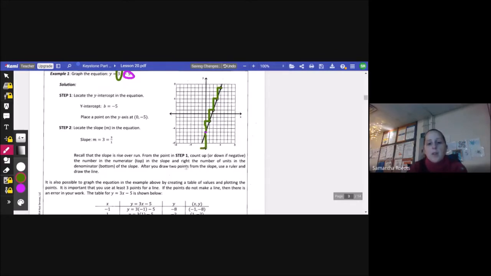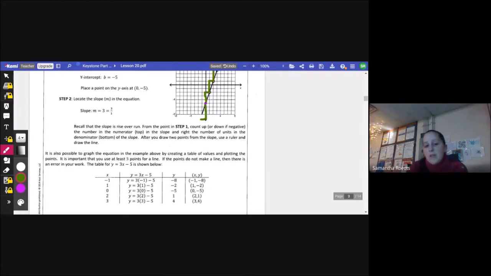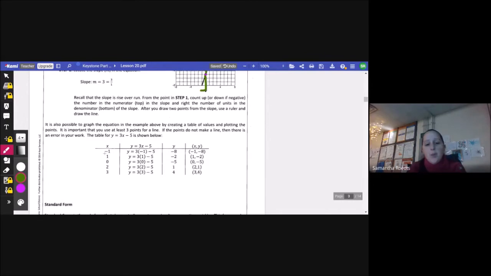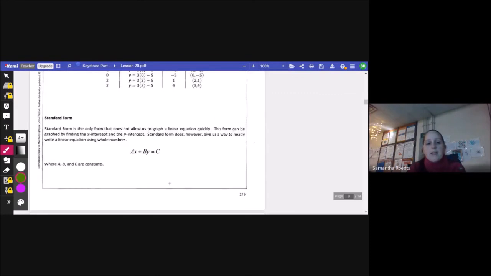It's also possible to graph the equation in the example above by creating a table of values and plotting the points. It is important that you use at least 3 points for a line. If the points do not make a line, then there is an error in your work. The table for y equals 3x minus 5 is shown below. So I pick values for x, so -1, 1, 0, 2, 3, and then values for y are these values right here.